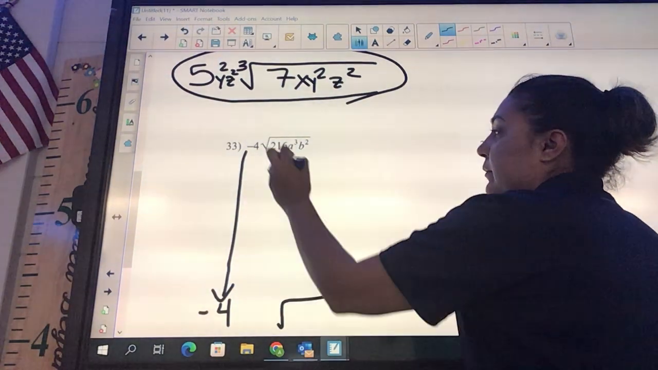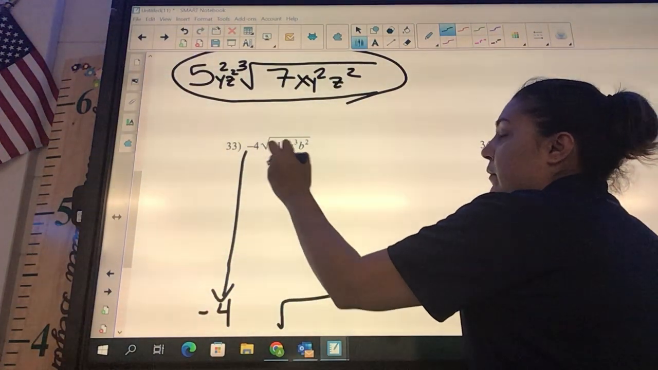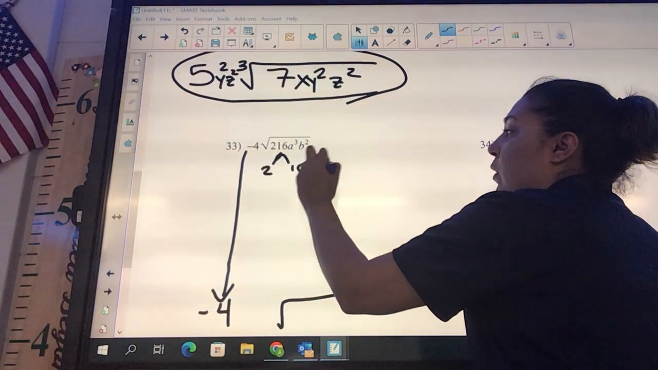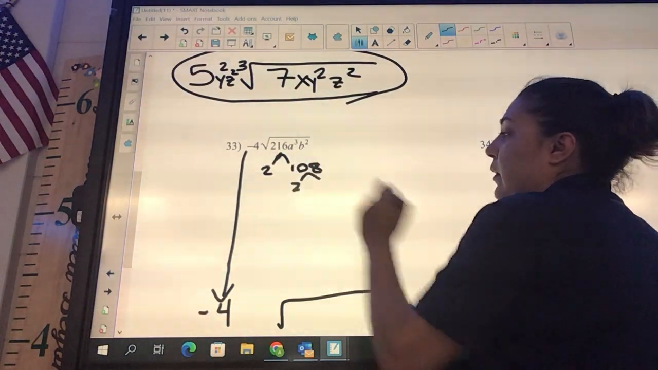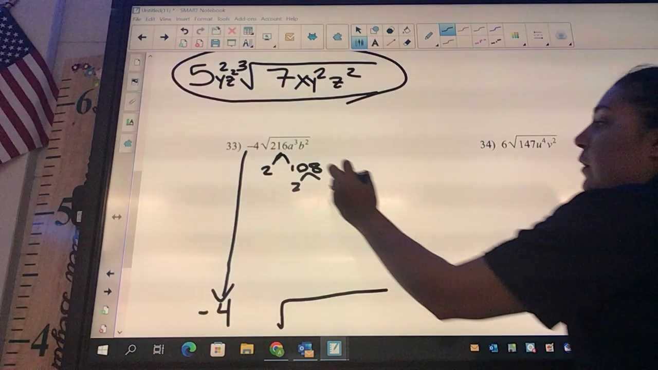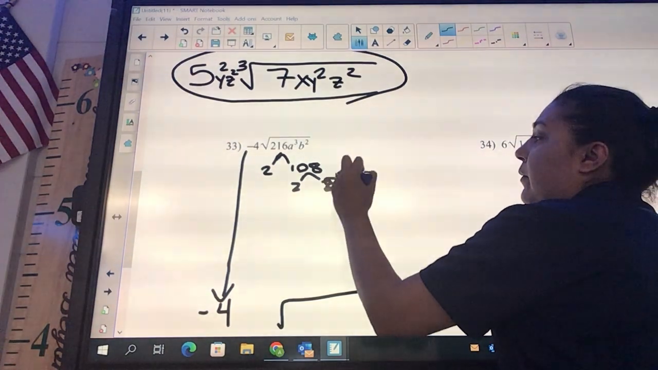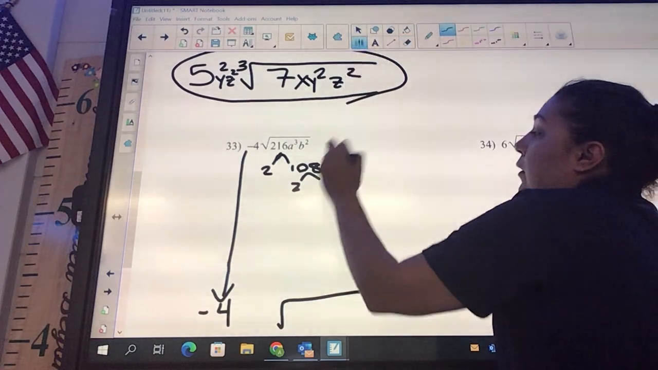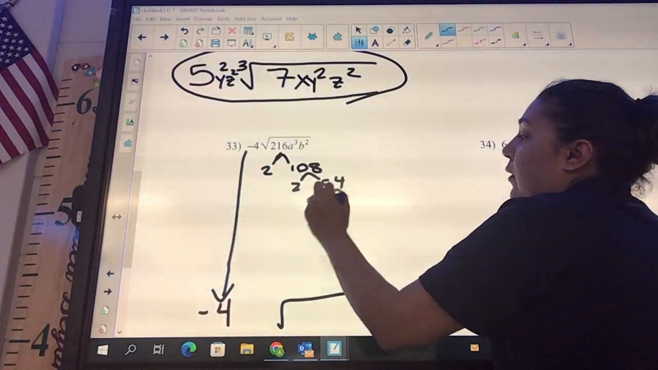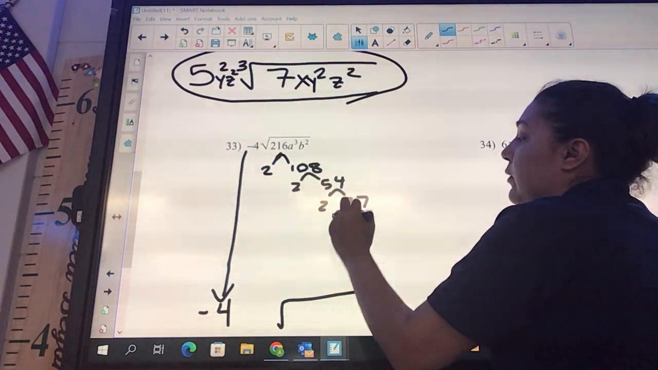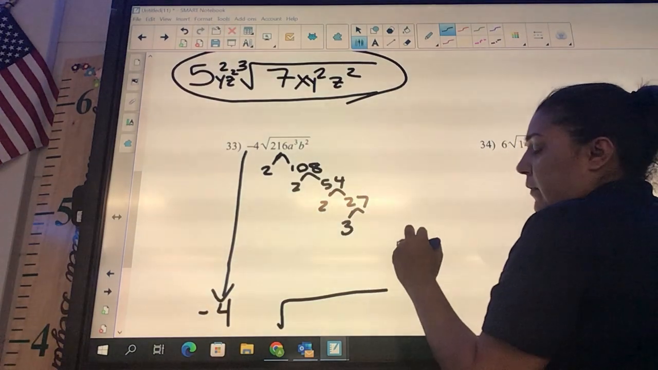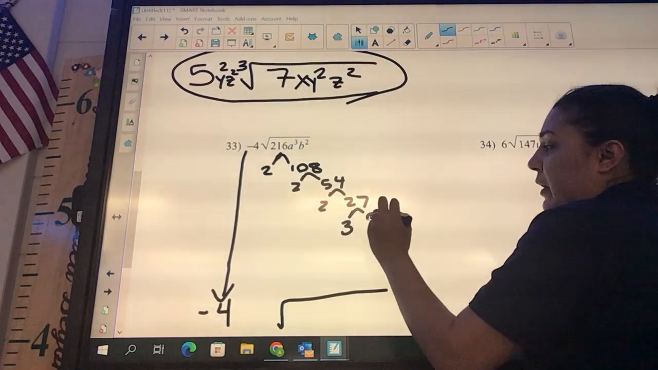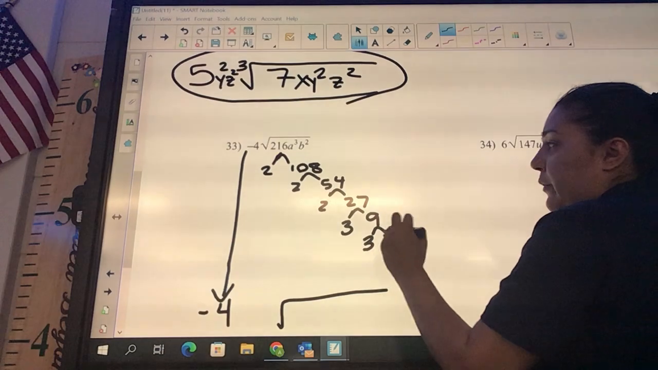Okay, 216. 216 divided by 2 is 108. 108 divided by 2 is 54. 54 is 2 and 27. 27 is 3 and 9. And then 3 and 3.